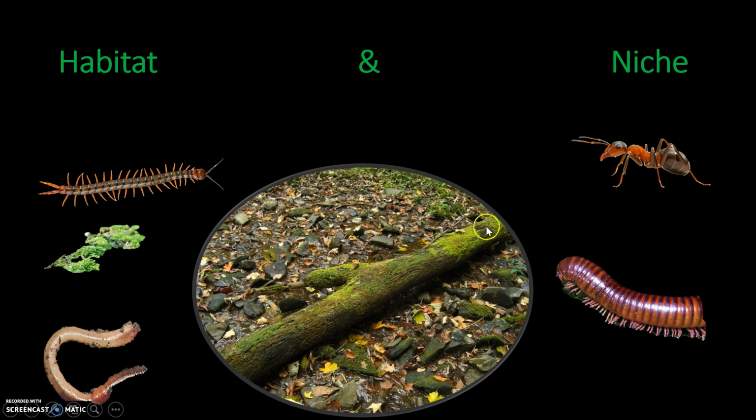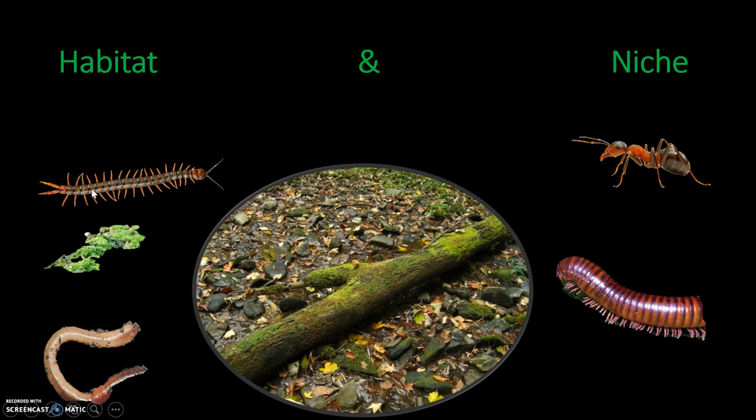However, if all of a sudden the centipede, the moss, the earthworm, the ant, and the millipede were competing for who can eat the log the best, well, the moss might do a really good job, okay? Or if they were competing for who could attack other insects the best, well, the centipede would outcompete the others.